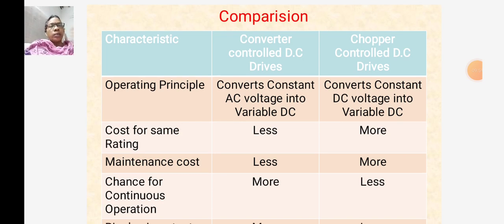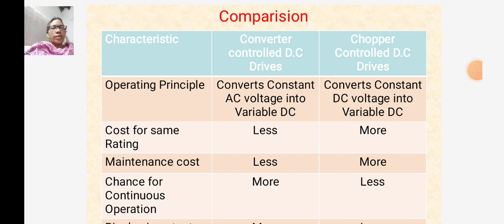Here is the comparison of the characteristics of converter control DC drives and chopper control DC drives. The operating principle of the converter is that it converts constant AC voltage into variable DC. The chopper converts constant DC voltage into variable DC. Means the converter converts AC to variable DC and the chopper converts fixed DC to variable DC.